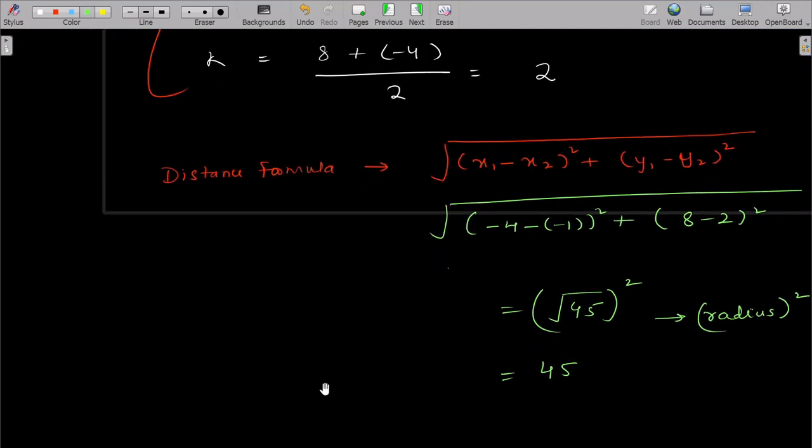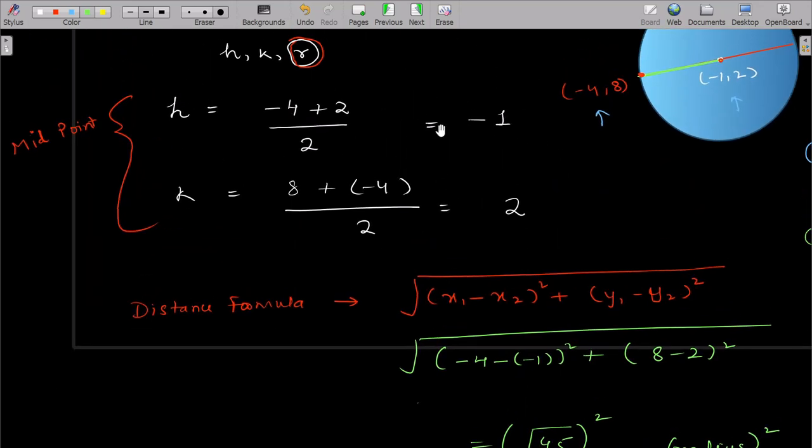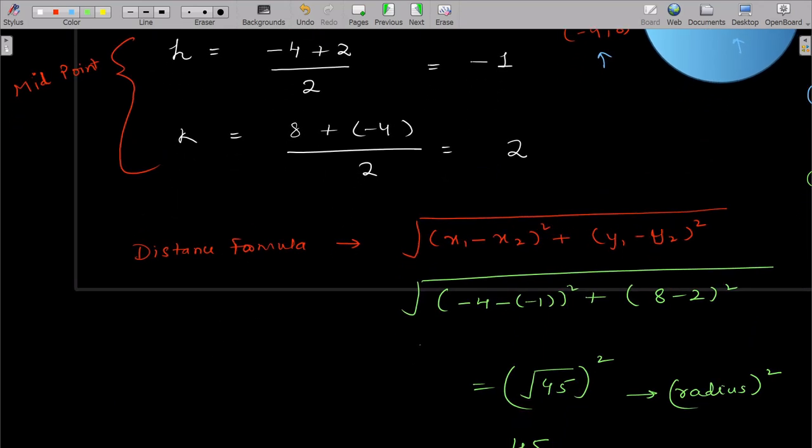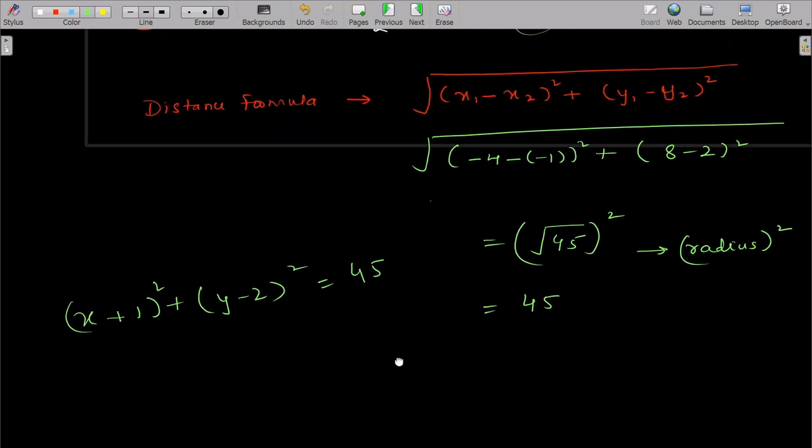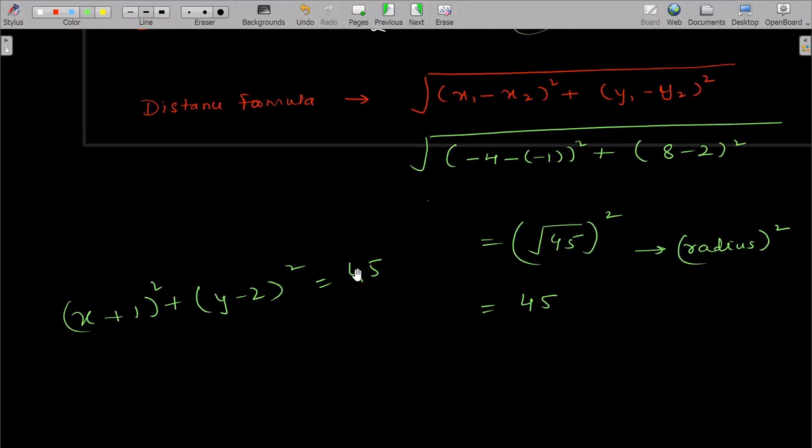Yes. Okay, so final equation becomes x minus, what was h? Negative 1. So x plus 1 whole square plus y minus 2 whole square is equal to 45. I hope you have understood why we have written 45, right? Because it's the square of the radius, r squared. Yes. Okay.